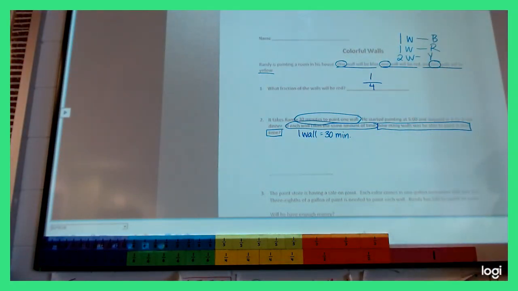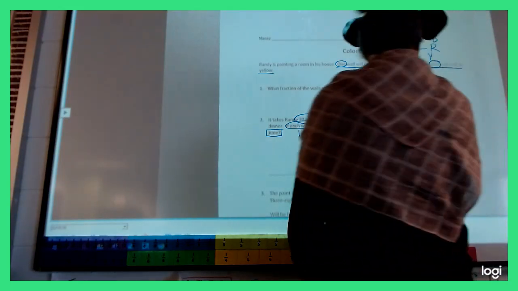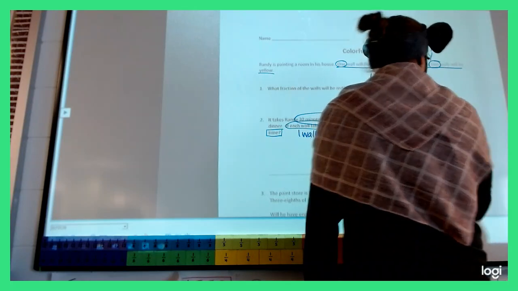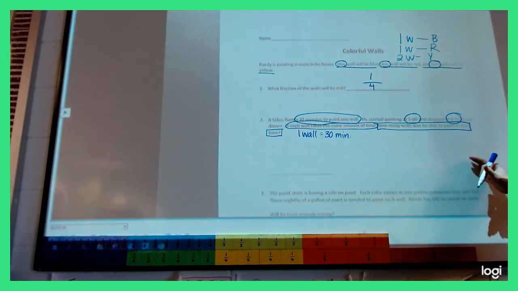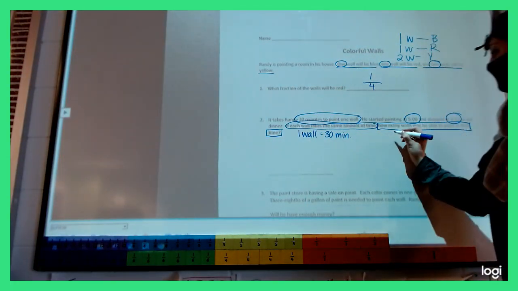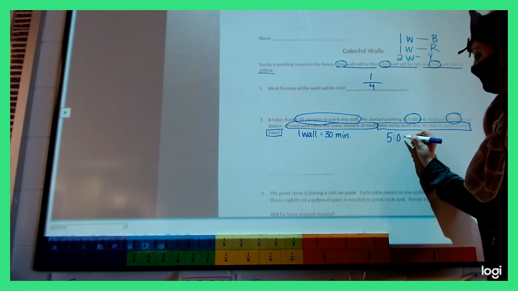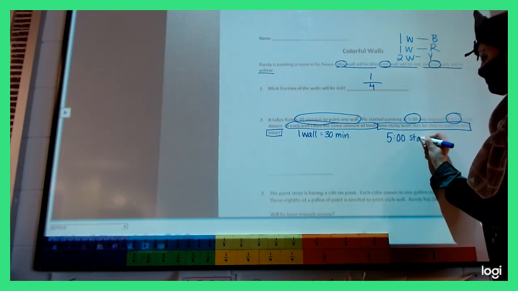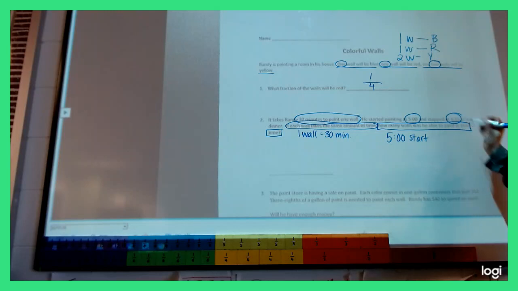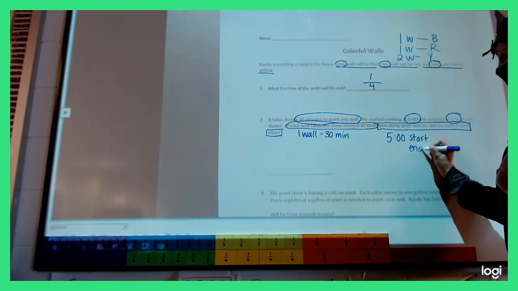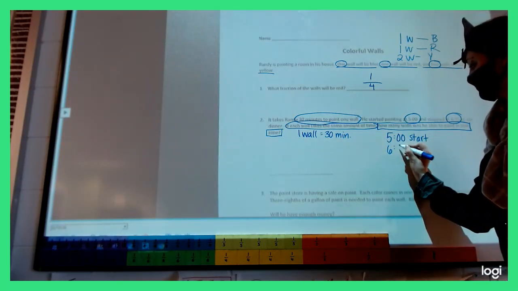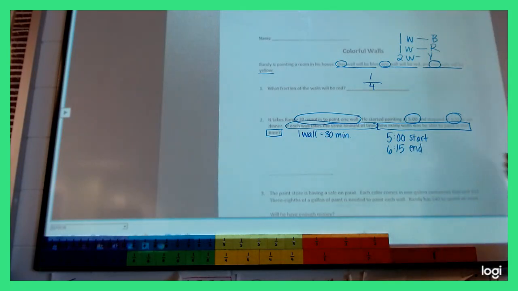Abby? He started painting at 5 and stopped at 6. All right, so he started at 5 and stopped at 6:15. So you know we're going to write that down next, okay? So pencils in your hand. 5 o'clock was when he started, so we can just put start. He ended, so end, at 6:15. And our question, how many walls was he able to paint in that time?